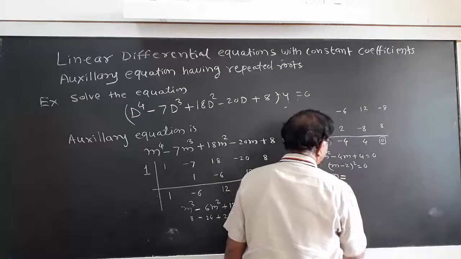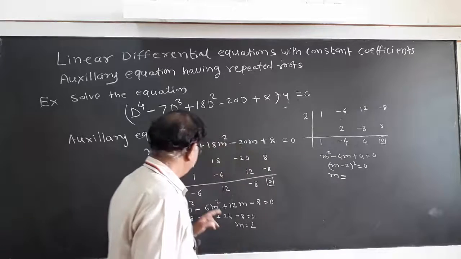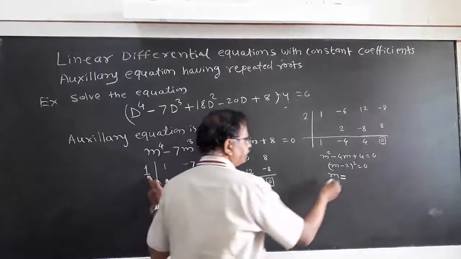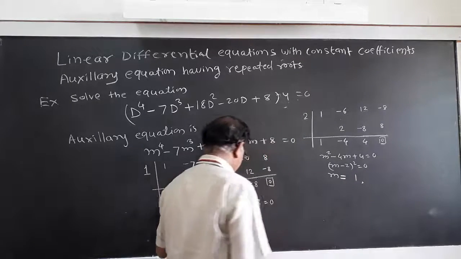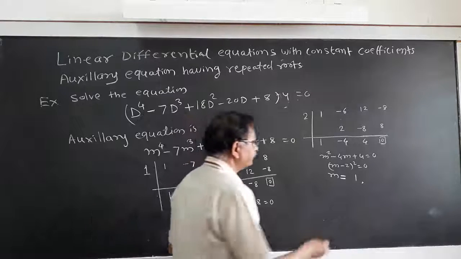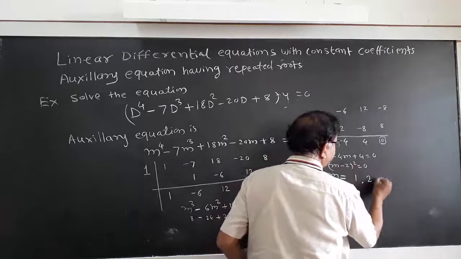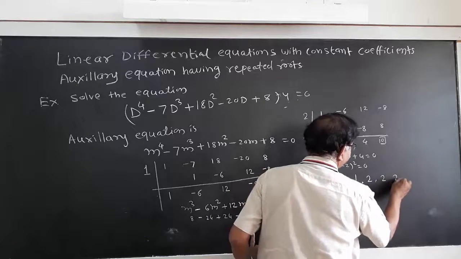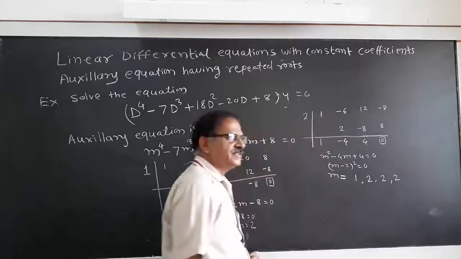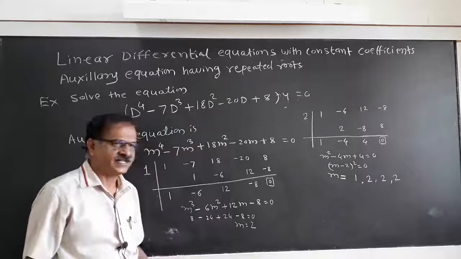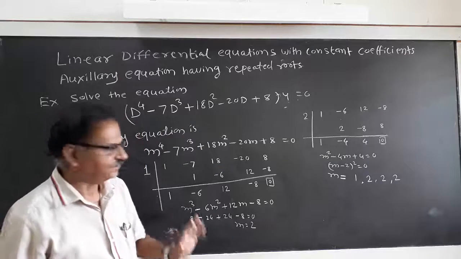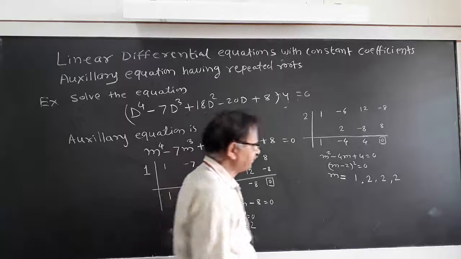Therefore m equal to 1 is the first root, the second root found was m equal to 2, and from m minus 2 whole square equal to 0 we will get 2 again, two times. Thus the roots of the auxiliary equation are 1, 2, 2, 2. 2 is repeated 3 times.